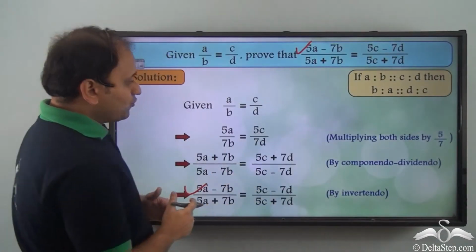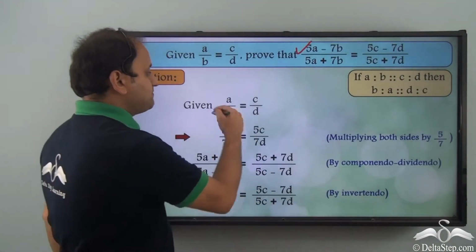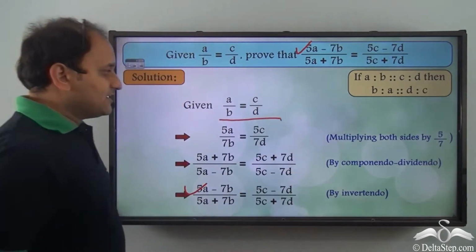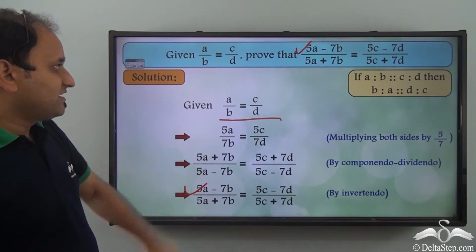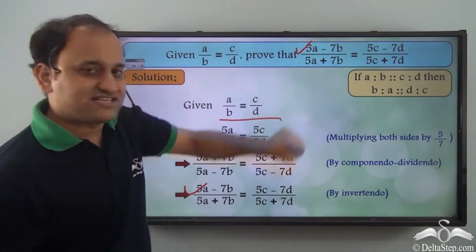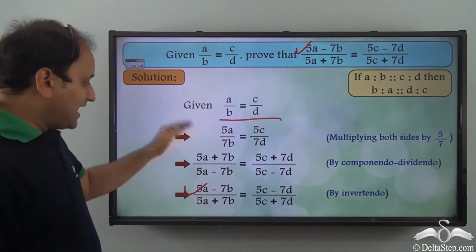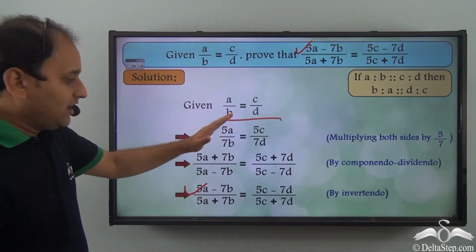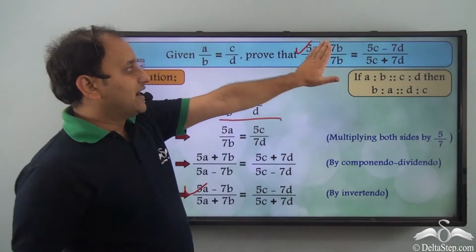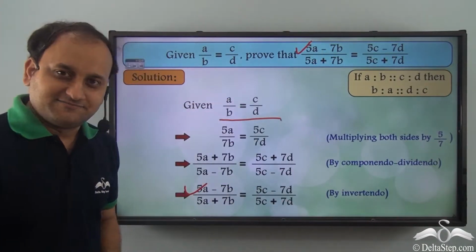So how did we prove it? Well, we had a by b is equal to c by d. So first of all, we multiplied both the sides by 5 by 7 because we had 5 and 7 as coefficients. Then we applied componendo dividendo first and then the invertendo property to get the final answer.